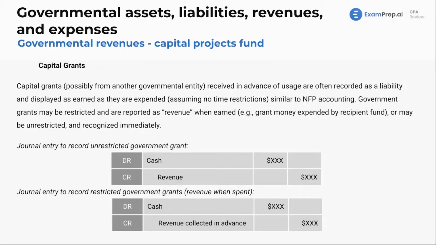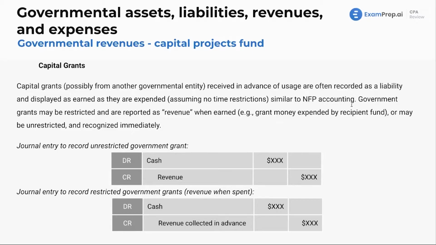Capital grants. Now, this is a government or some entity just saying, okay, we're going to give you some money to construct, to do something with. So capital grants, possibly from another governmental entity, received in advance of usage, are often recorded as a liability and displayed as earned as they are expended. So just like in not-for-profit accounting, right? Oh, wouldn't you know it? I said similar to not-for-profit accounting. Same thing, just like contribution revenue.